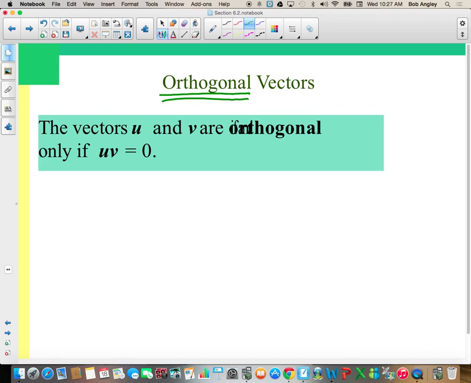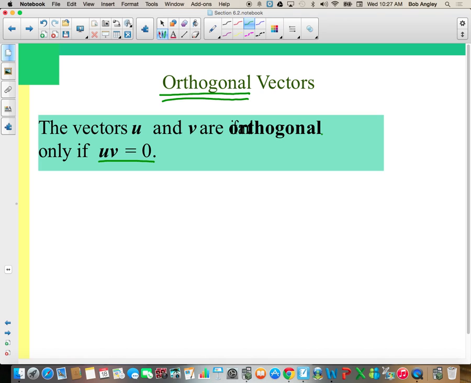Okay? All right? Now, the only time it won't have exactly that meaning is if one of the vectors is the zero vector. Okay? So now, consider this for a minute. It says two vectors u and v are orthogonal if and only if the dot product is zero.